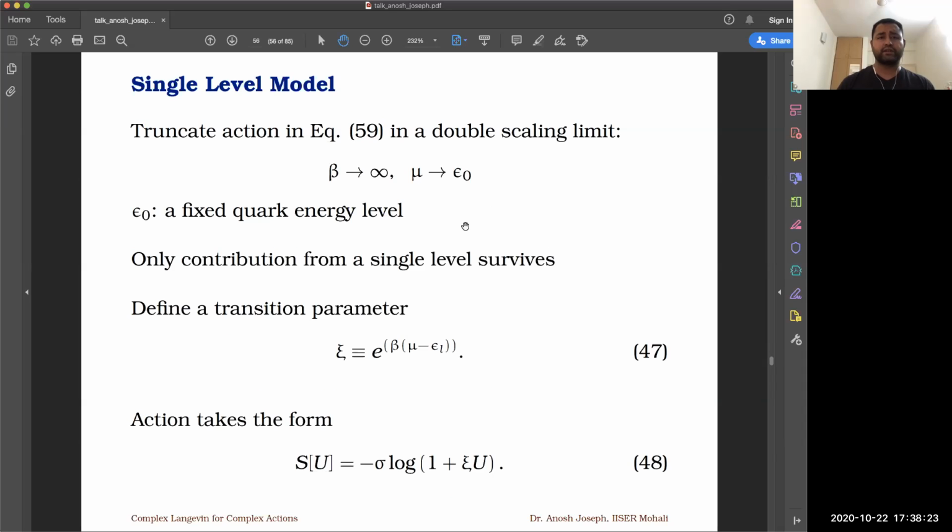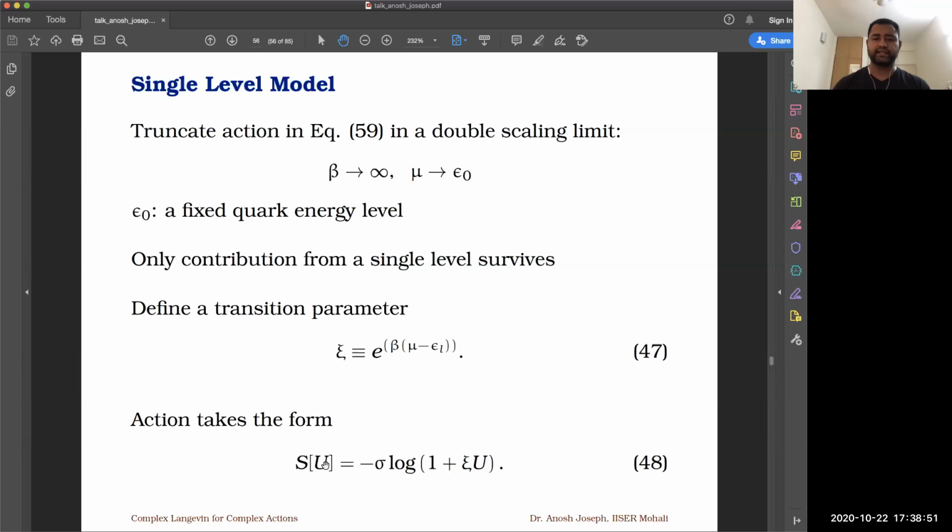Let's focus on a particular case of this model, which is called the single level model. We are looking at only one energy level. It is a truncation of the model, so only the contribution from a single level survives. Let's define a transition parameter, which is the exponential of beta times mu minus epsilon L. We vary this transition parameter and look for phases in the theory, confined and deconfined phases.